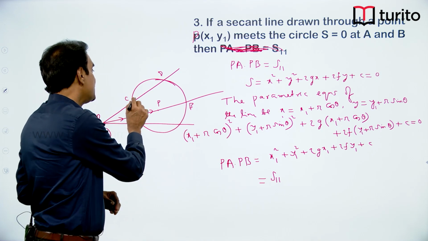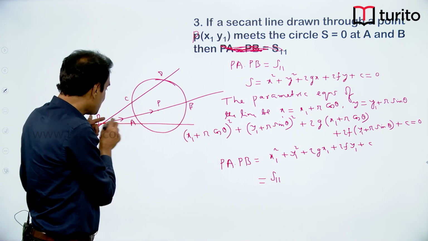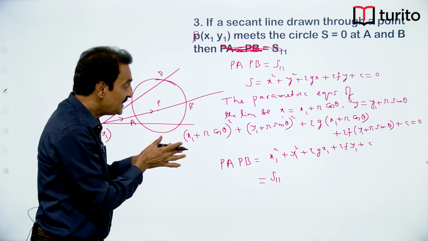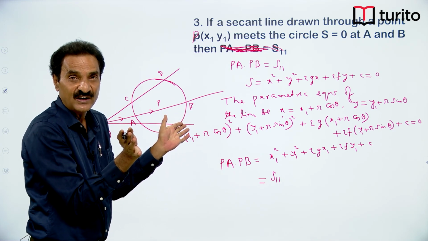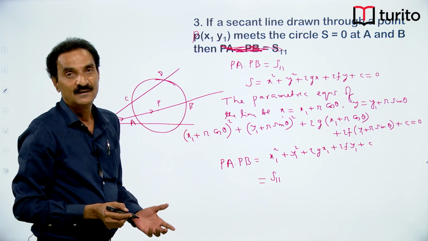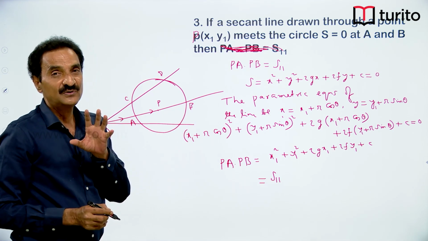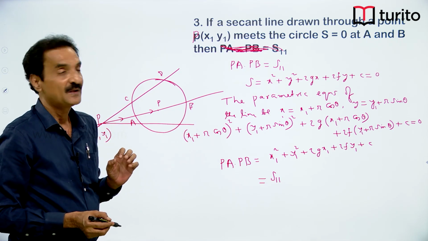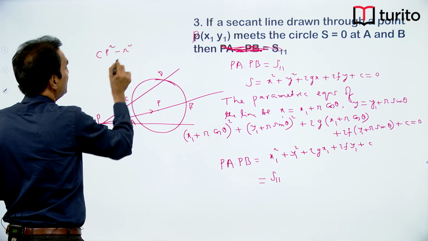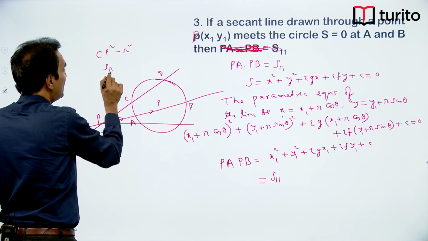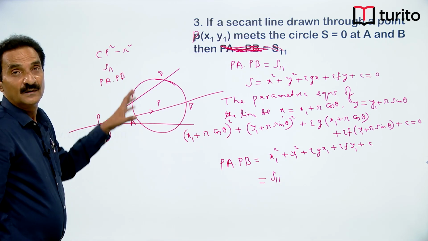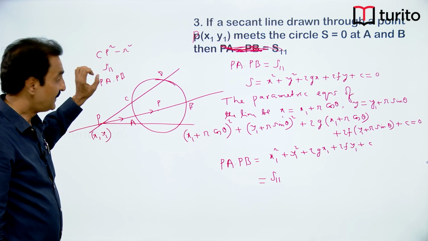When P is outside, then power is positive because PA and PB are in the same direction. When P is inside, then PA and PB are in opposite directions, so they will have opposite signs. So, their product is negative. We know that when P is inside, S11 is negative. So, finally, we have 3 expressions for power of a point. One is CP square minus r square, another is S11 and another is PA into PB. So, power has 3 different formulae.